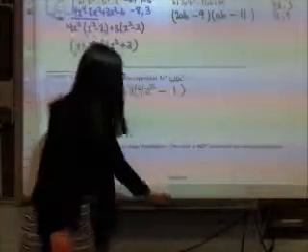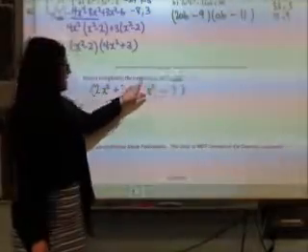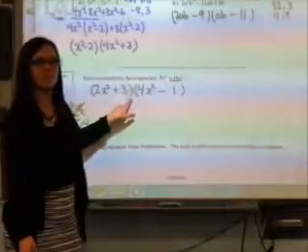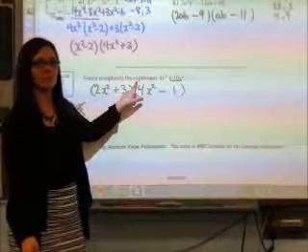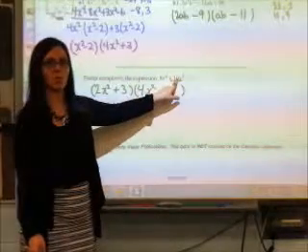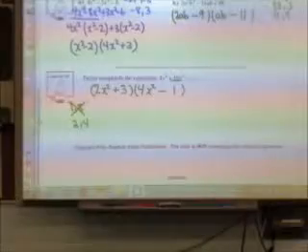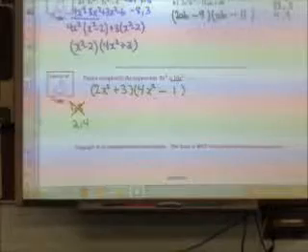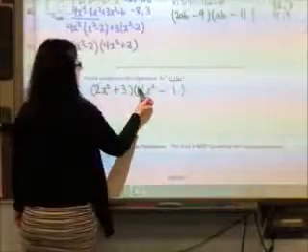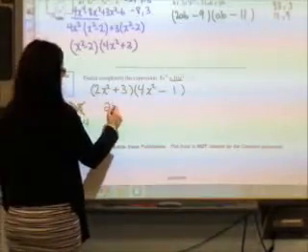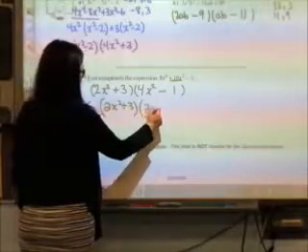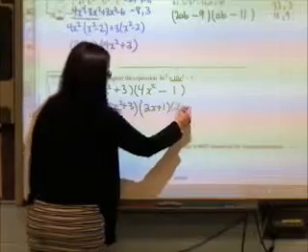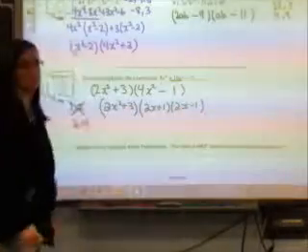Remember what I said? If I have a binomial, check. Is this a difference of squares? Can I square root 4x squared? Can I square root 1? So because these can be square rooted, this is a difference of squares. And I get 2x plus 1 and 2x minus 1.